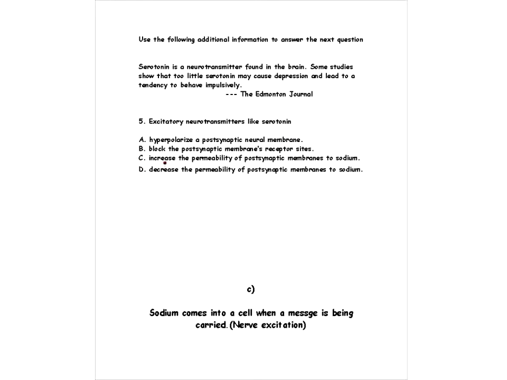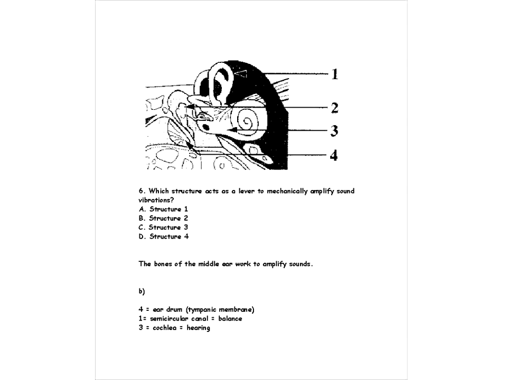So what it must do is increase the permeability of the membrane to sodium. Anytime the cell is carrying a message, sodium is entering the cell. Okay, so that's going to be the answer. If we were talking about a neurotransmitter that was like a nervous system depressor, then it would be something like D, decreasing the permeability of the membrane to sodium. Okay? All right, so we'll go on to the next one.